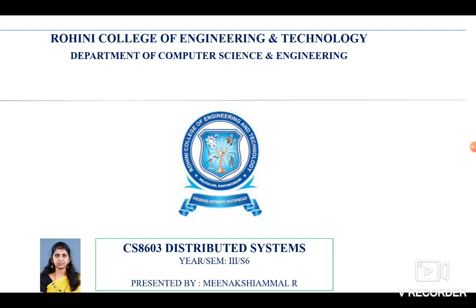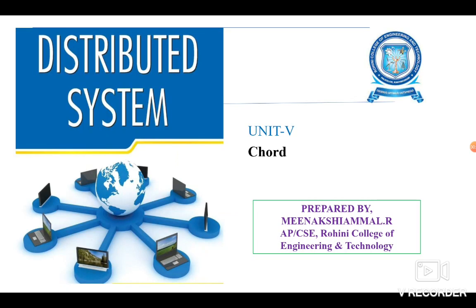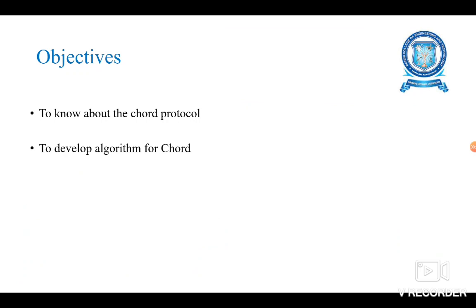So we are going to discuss some topics in the course CS8603 Distributed System. Today's topic is Chord Protocol. It comes under Unit 5. The learning objectives are to learn about the basic concepts behind Chord Protocol and to develop an algorithm for Chord.